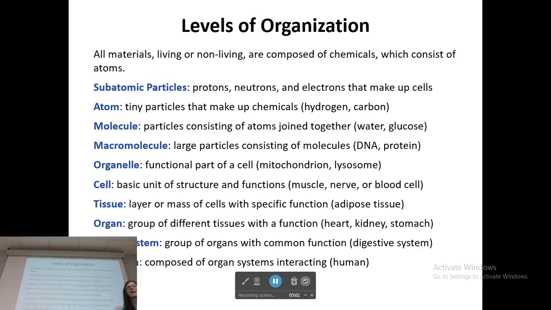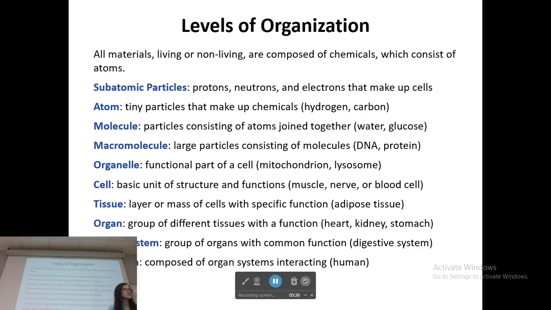The next thing that we have is levels of organization. Okay, so the levels of organization of the human body. We start with the smallest. So the smallest would be the subatomic particles. Subatomic particles are what make up atoms. Okay, this consists of electrons, protons, and neutrons. Okay, and so these subatomic particles interact with one another and make atoms.